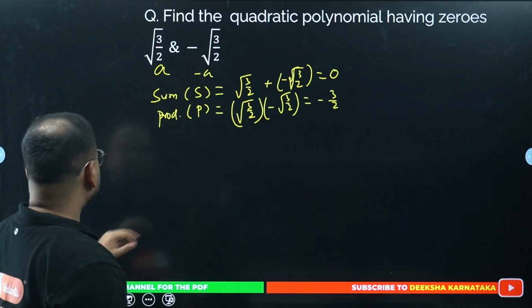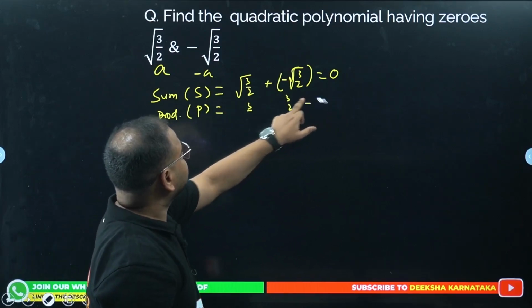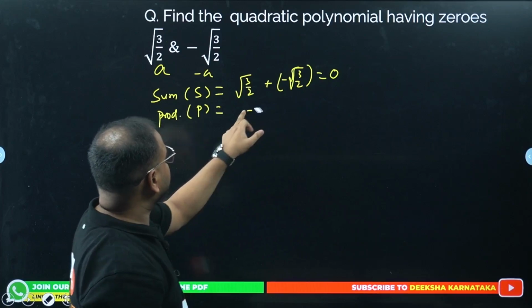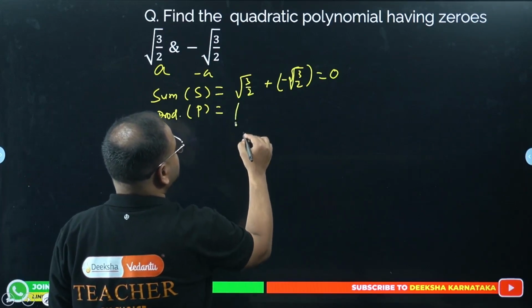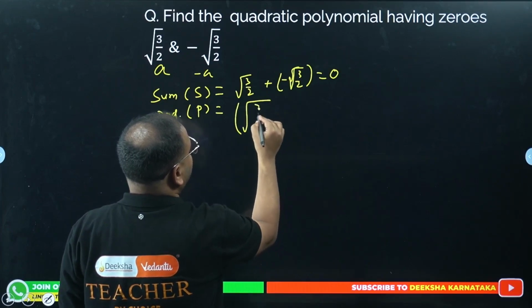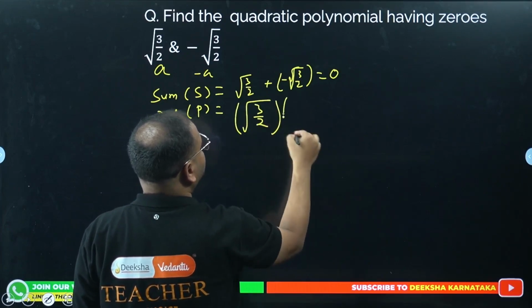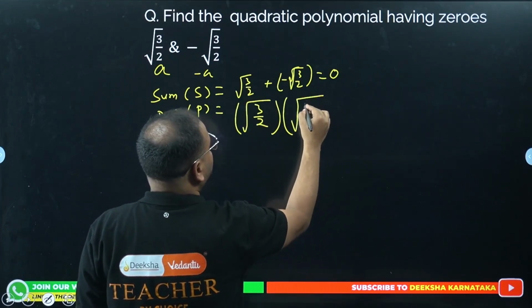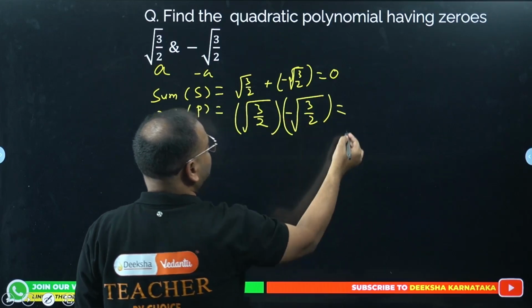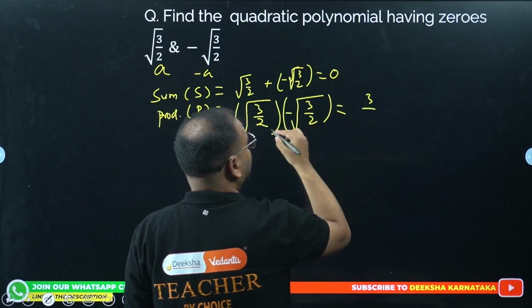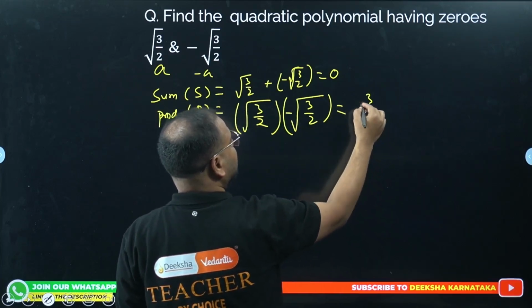I don't think this is visible, so I'll write it again. So what I'm thinking is like this. Root 3 by 2 multiplied with root 3 by 2 with a minus sign. Root 3 into root 3, numerator just 3. Root 2 into root 2, denominator just 2, with a minus sign.